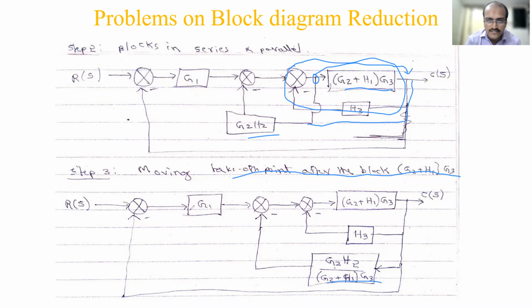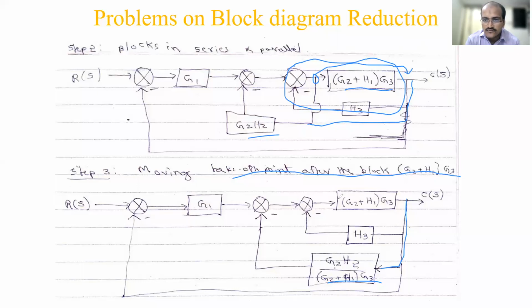So remaining as it is, G1 is as it is. Here you have G2 into H2 divided by, ahead of the block. The takeoff point is moved right to here. So that's why it is this one, in the reciprocal G2 plus H1 into G3.